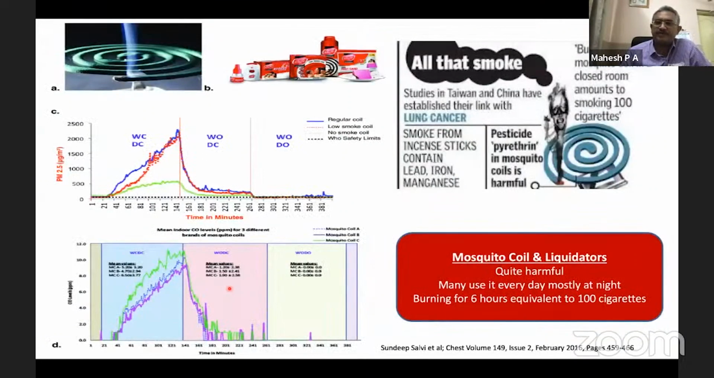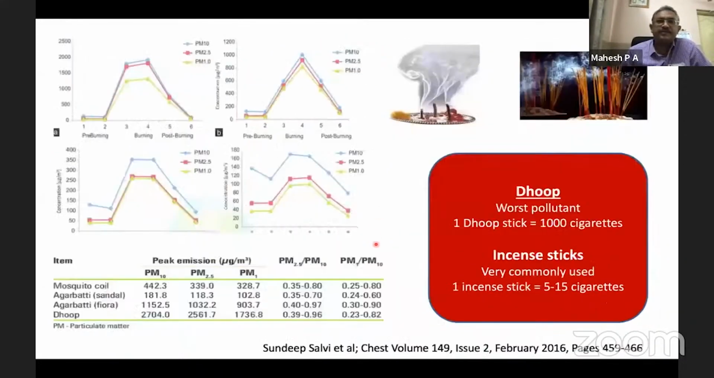Now the hidden pollutants, these mainly come from Sandeep Salvi's seminal work, where he said the mosquito coil has a lot of harmful products. Most of them use it every night. They have forgotten the use of the mosquito net. If at all it has to be used, he has shown that window open, door open is the best way to go, but preferably it should never be used. Same thing with the dhoop and the incense sticks.